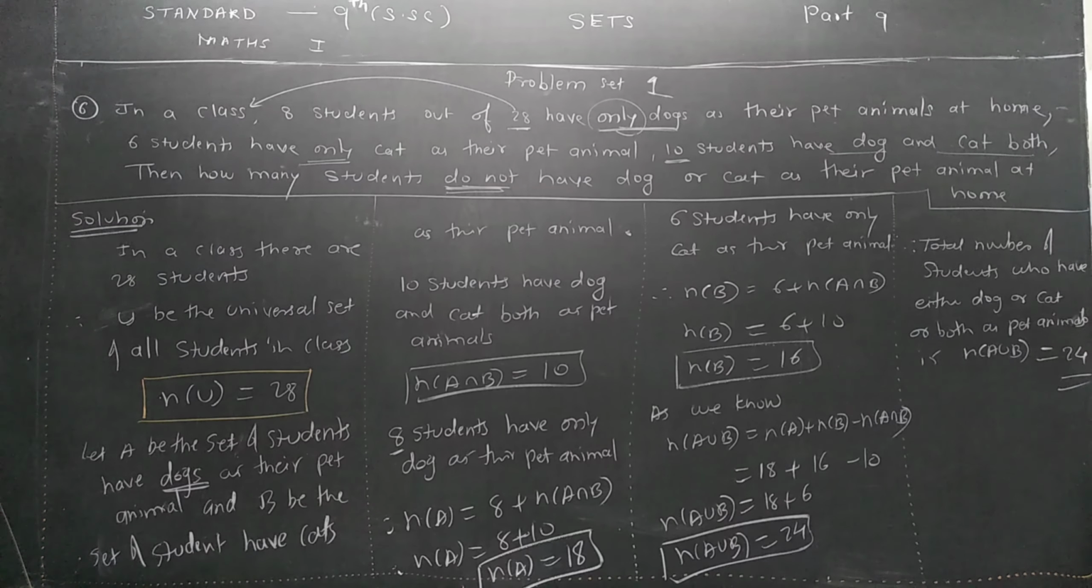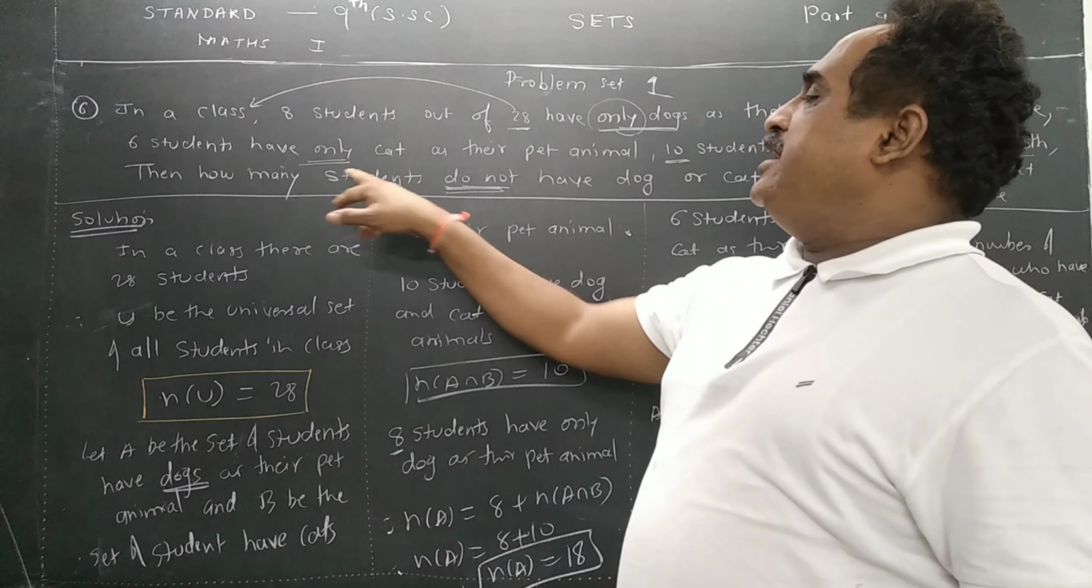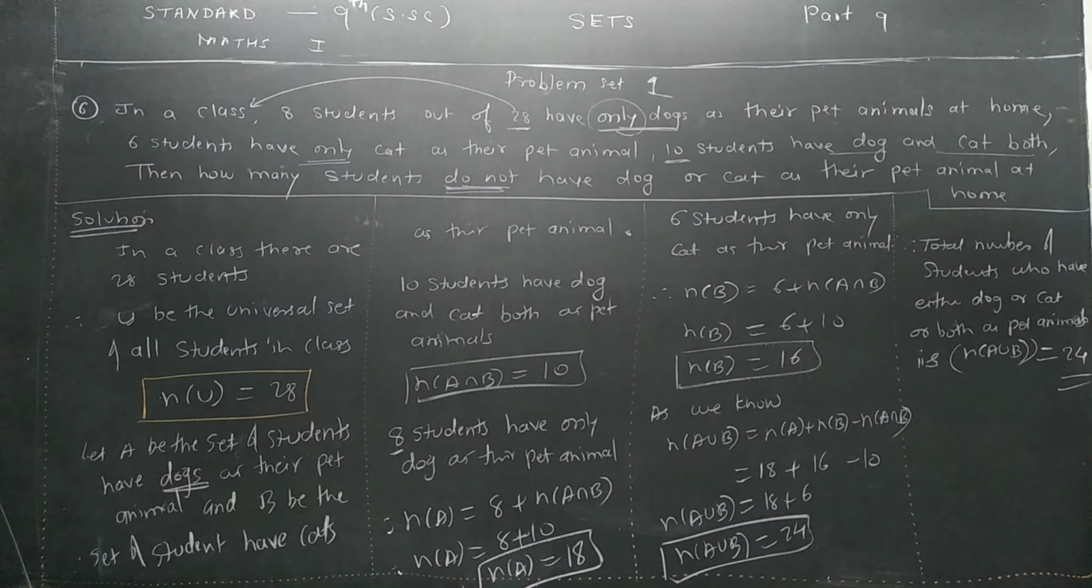Number of students who have what? Either dog or cat or both. Those animals is what? How much? That is nothing but the number of elements in A union B is equal to how much? 24. But at last, what have they asked you? How many students do not have the cat or dog? So what are you going to write now?